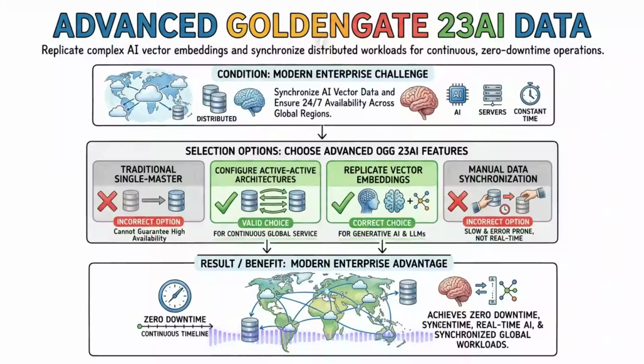Welcome back to the fifth section of our Oracle GoldenGate 23ai certification course, where we explore the bleeding-edge advanced features, artificial intelligence integrations, and high availability architectures that make this release truly revolutionary. In this lesson, you will learn how to replicate complex AI vector embeddings in real time and how to design robust active-active database environments that never experience downtime.